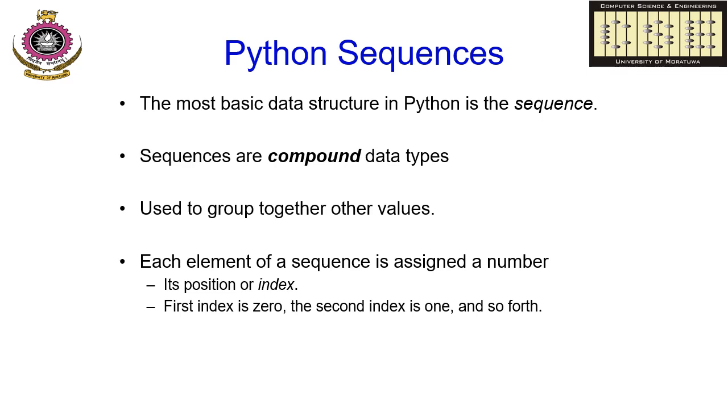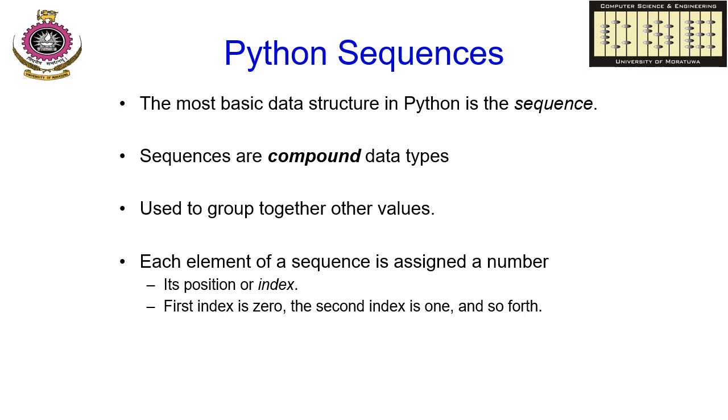We move on to look at Python sequences. A sequence is identified as the most basic data structure in Python, also known as a compound data type. It is mainly used to group together other values. So far we have seen single values, we have seen strings, we have seen numbers. All those are single values. They can store one value at a time. But now we are looking at storing or grouping together multiple values.